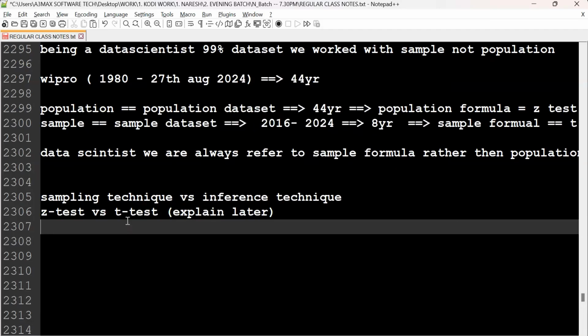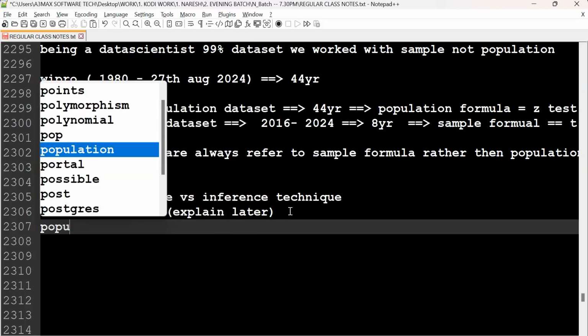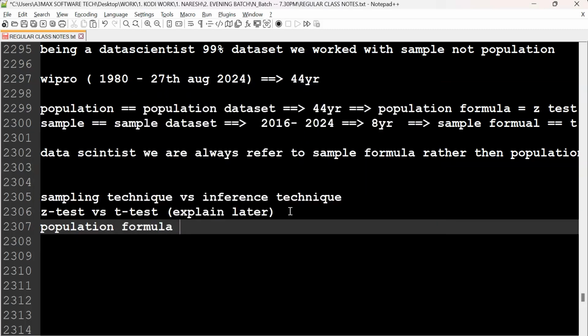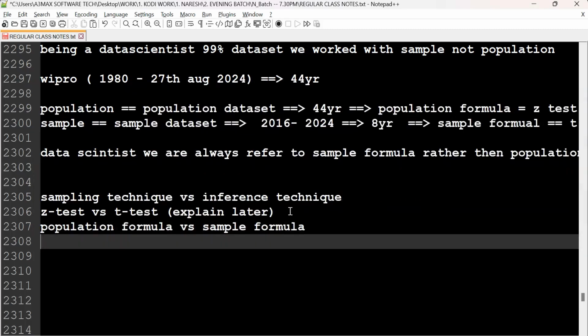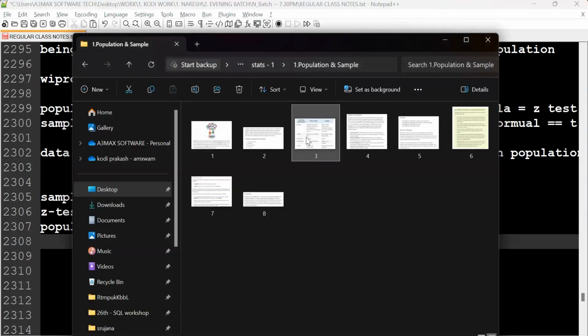Today onwards, I will start formulas: statistics formula, math formula, machine learning formula, AI formula, everything. Mathematics I'll introduce one by one. Okay, so this part is clear. Then population formula versus sample formula. Clear? The last one.